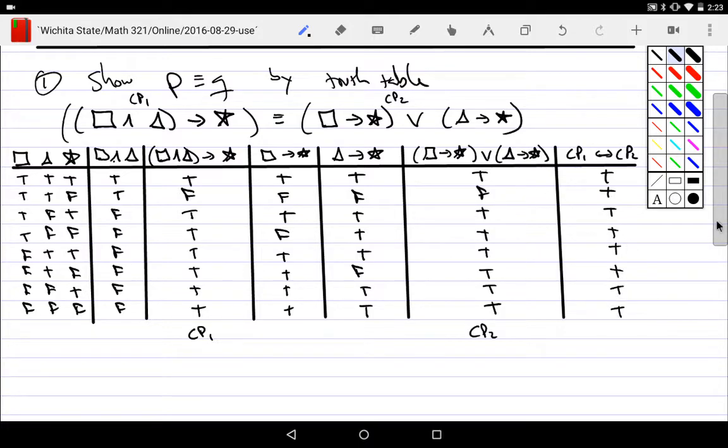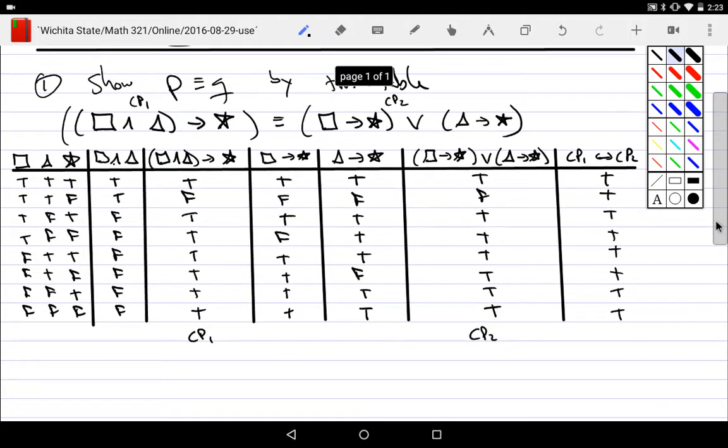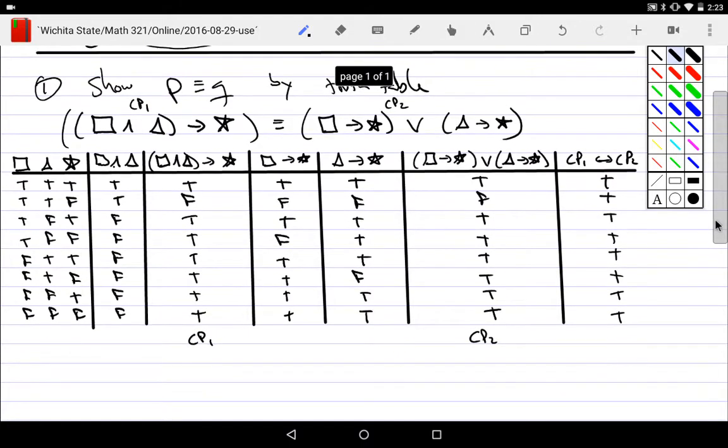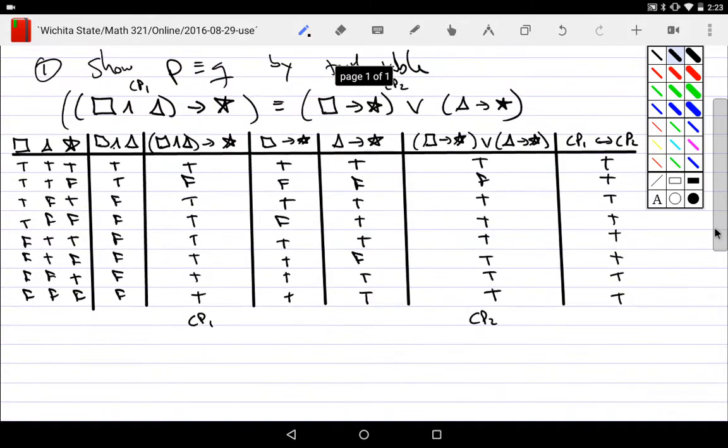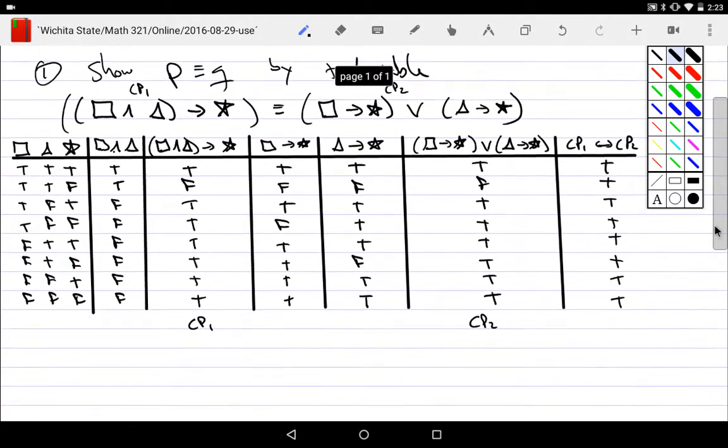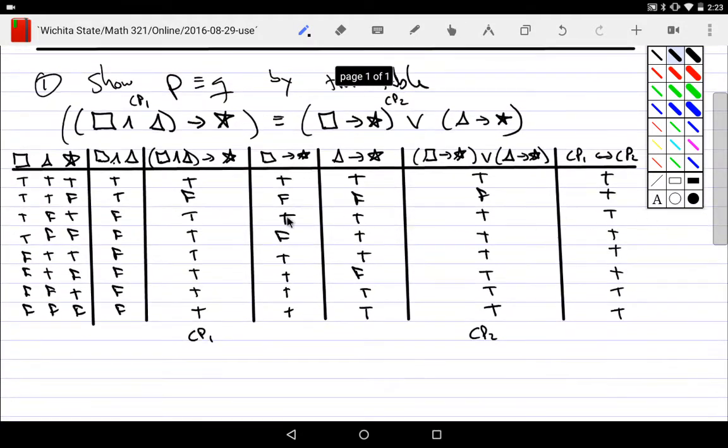And so that's one. When we look at this, we have shown something by a table. So what I would like you to do for the attendance problem is this was the compound proposition, showing that these are equivalent, and so there, yes, we're done, right?